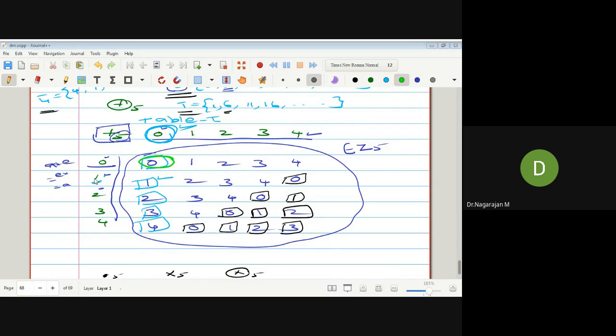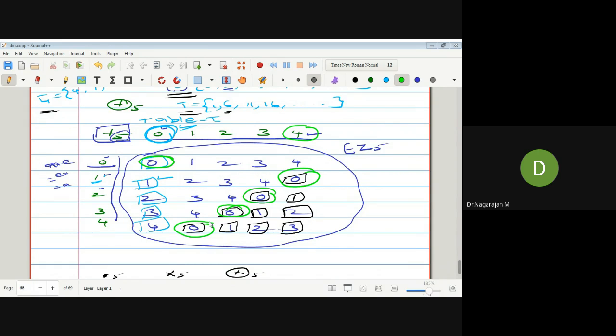Where is 1? In the corresponding row of 1, where is 0? So the inverse of 1 is 4. The inverse of 1 is 4. So next, in the second row, where is 0? 2 is the inverse of 3, and 3 is the inverse of 2, and 4 is the inverse of 1.